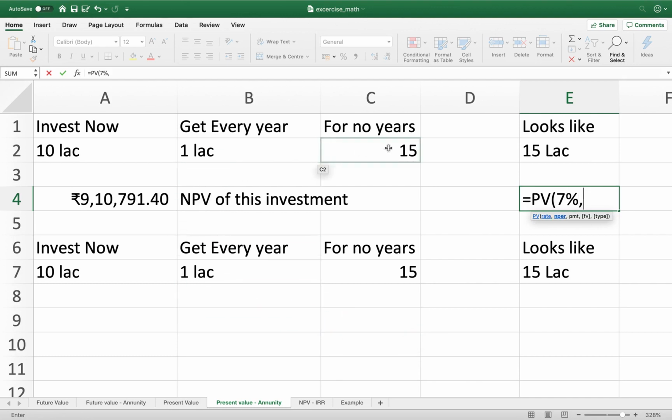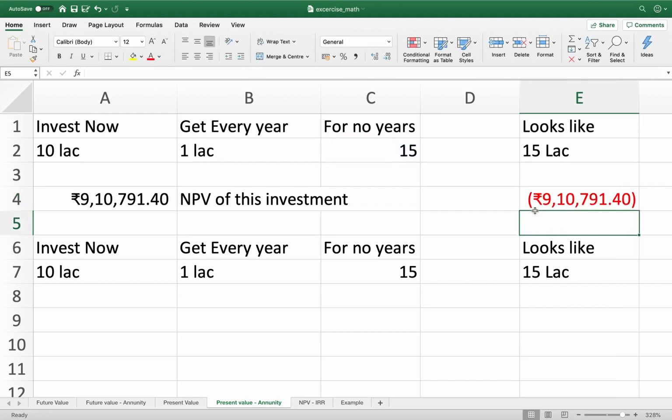NPER, the number of years, is 15. Payment every year we are getting is 1 lakh. So we can write here 1 lakh. And then what we can see is that at the end of the year, we are not getting anything. Correct? Since every year they are going to give you 1 lakh rupee. In this case, at the end of the year, they are not going to give anything. So in the final FV, you will have to put 0.